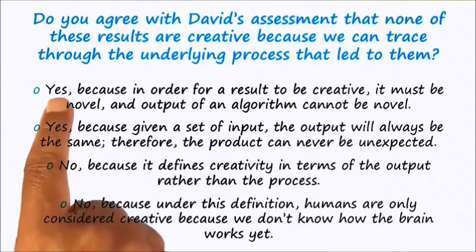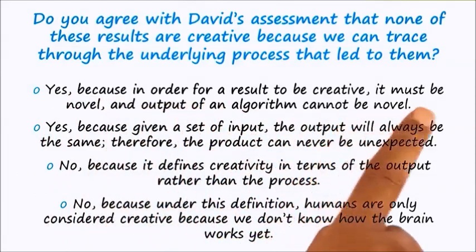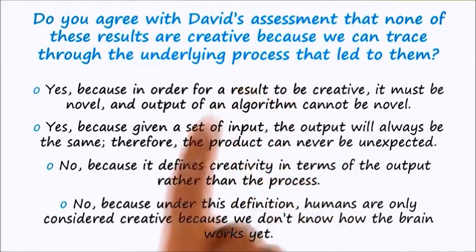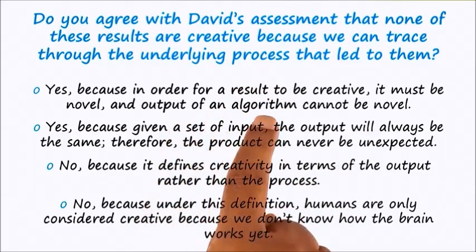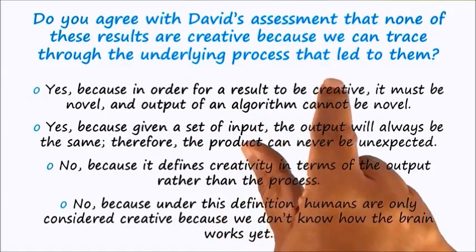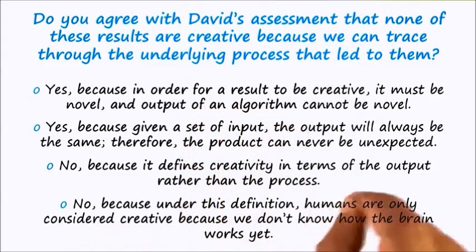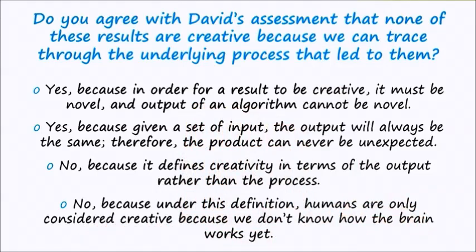The first one says yes, because in order for a result to be creative, it must be novel, and output of an algorithm cannot be novel. Well, there are a few problems with this particular answer. While an output of an algorithm for a small closed-world problem cannot be novel, the output of combinations of algorithms for open-ended problems can, and indeed sometimes is, novel. There are algorithms, for example, that do design or scientific discovery whose results are novel.